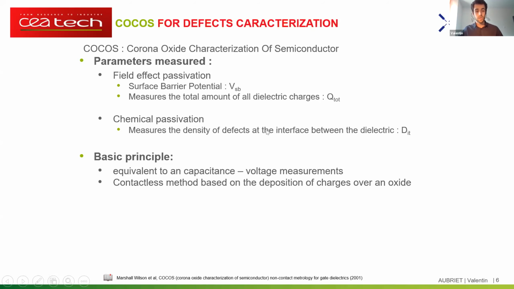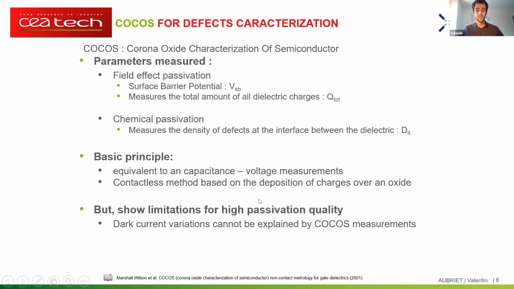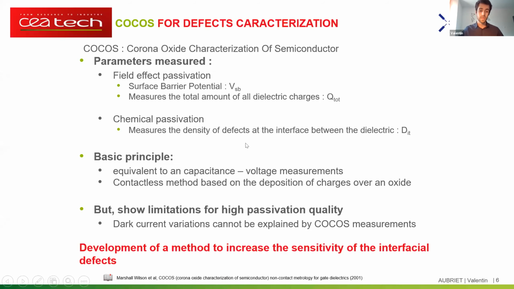For chemical passivation, we can also probe with the COCOS method the density of defects present at the interface. COCOS is equivalent to a capacitance voltage measurement, and it has the advantage of being a contactless method. However, when we reach very high passivation quality, we are no longer able to understand the dark current variation by just looking at the COCOS measurement. That's why we need to develop a new method in order to increase the sensitivity to embedded interfaces.